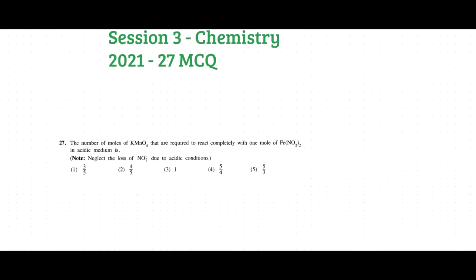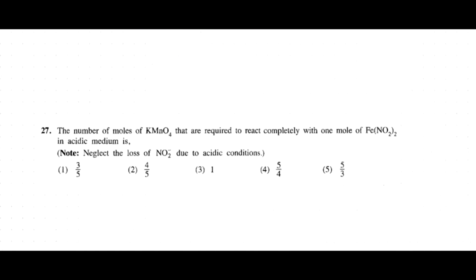The question says, the number of moles of KMnO4 that are required to react completely with 1 mole of ferrous nitrite in acidic medium is. Also, they mentioned to neglect the loss of nitrite due to acidic conditions. So you all know that nitrite might be protonated or decomposed due to acidic medium, so you can totally neglect it.